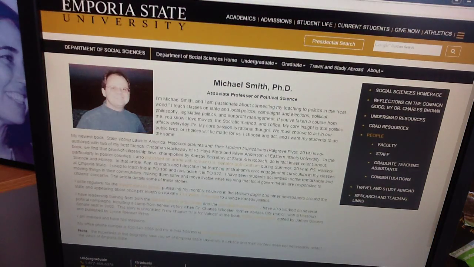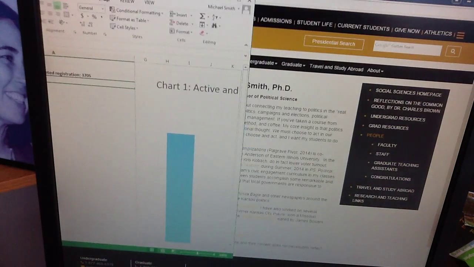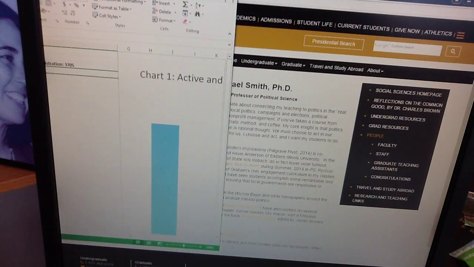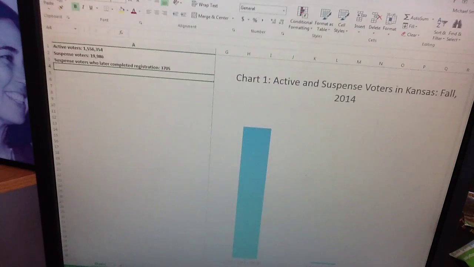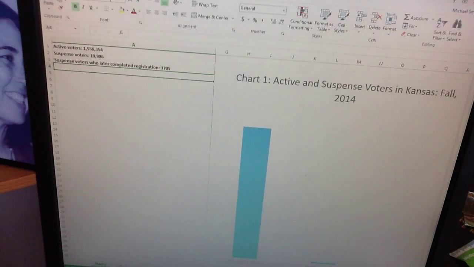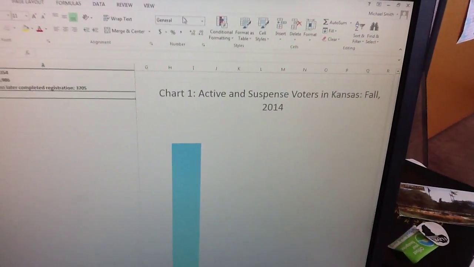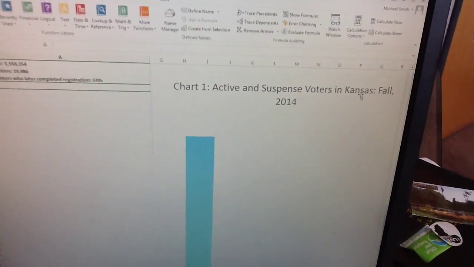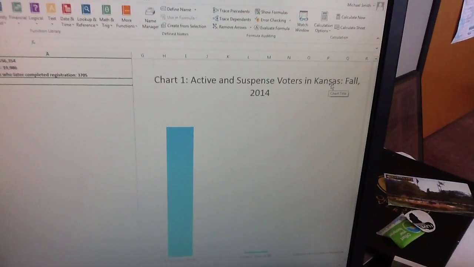All right, let's start out with suspense voters as a percentage of the total. And here comes a chart for you. And let me just make that full screen and move that over a little bit. And that is not useful, is it? Okay. There we go.